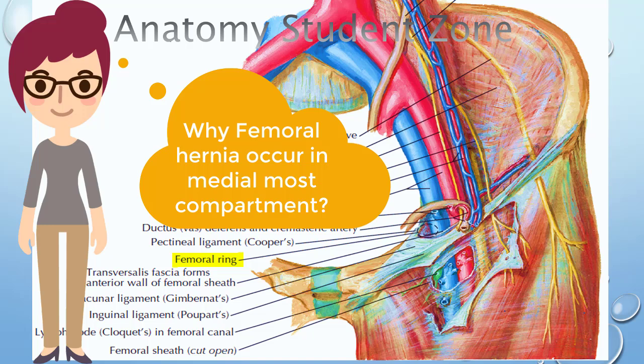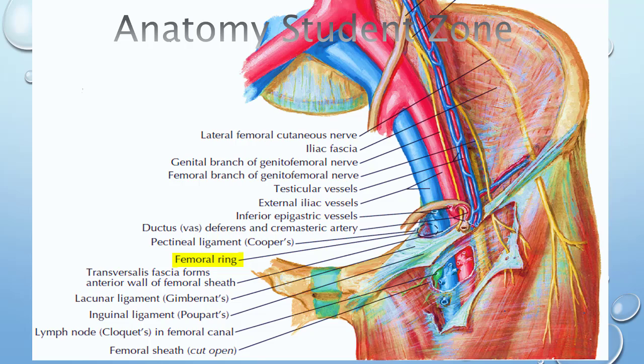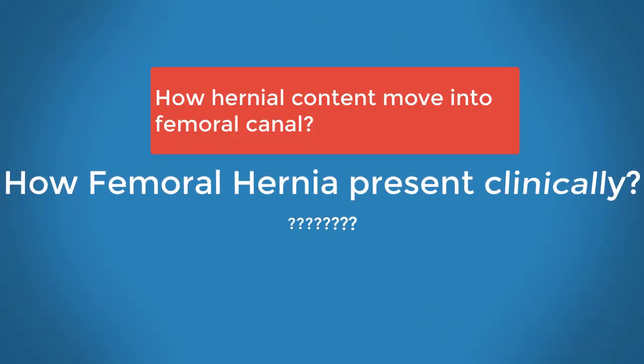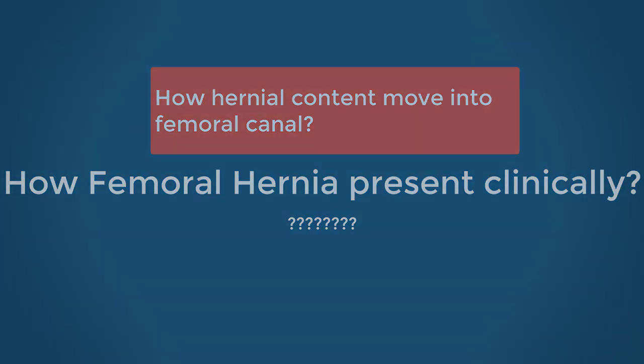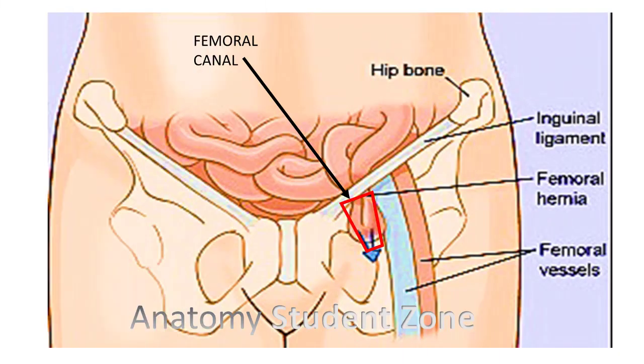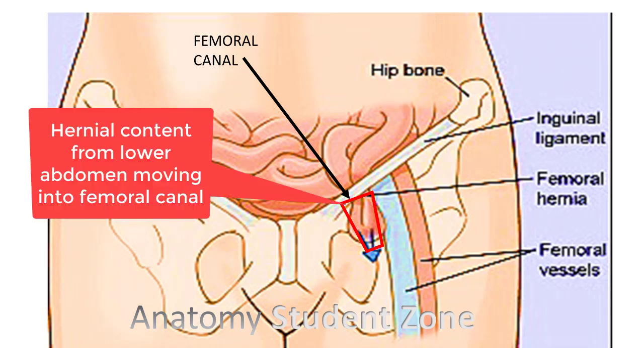This weak area is wider in the female because the femoral canal is wider in the female. The pelvis is also wide in a female. Therefore, femoral hernias are more common in females as compared to males. Now I will explain the mechanism, how the hernial content moves here and how femoral hernia presents clinically. Whenever an abdominal viscus, a part of the intestine, or the peritoneum protrudes into the femoral triangle from the abdomen, it protrudes into this weak area. The reason I have already explained.